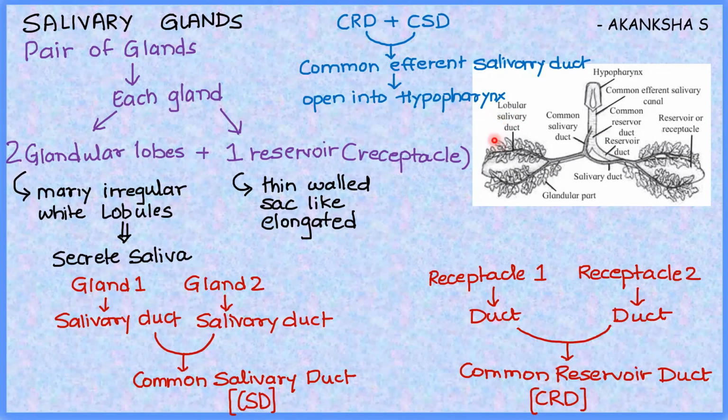So whenever the cockroach requires saliva to be present in the tongue, it is going to send itself a signal in the nerve cord, which will make these ducts release the saliva into the hypopharynx. And with this, we end our digestive system of cockroach.